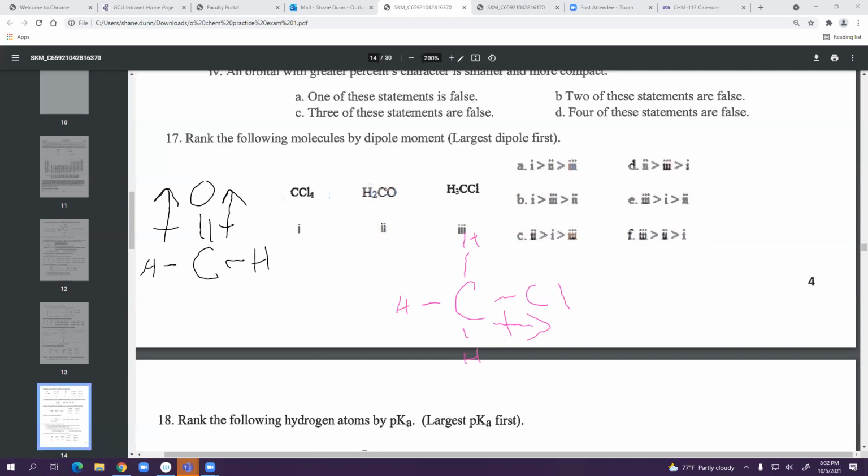Does that make sense to me? If that makes no sense to you, you can think of it like this. How many electrons are in each bond? 2. How many bonds is that total? 2. So there are 4 electrons being pulled in this direction and only 2 electrons being pulled in this direction, correct? One is pulling more electrons, so it has a higher dipole moment. So 2 is going to be the biggest one.